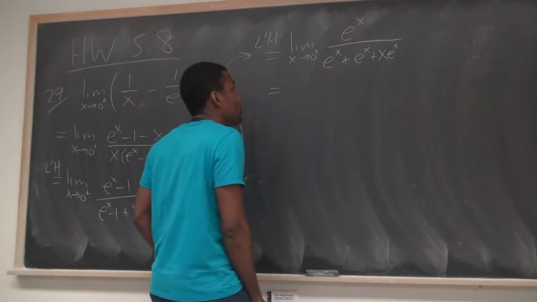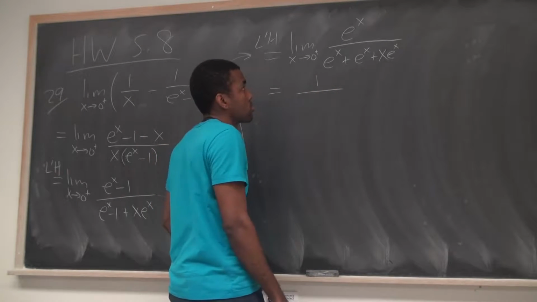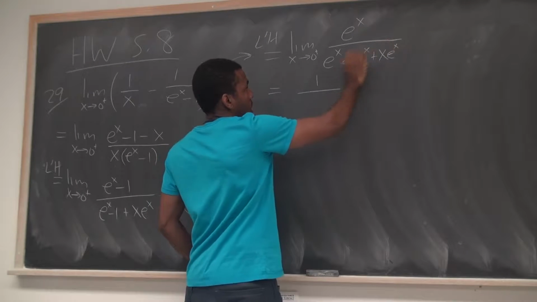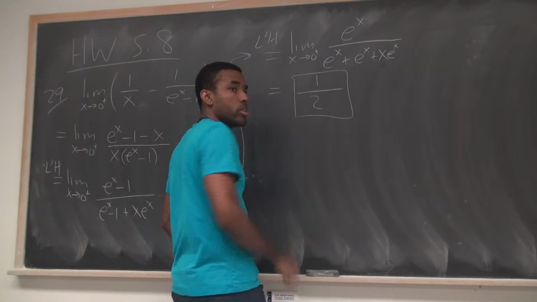Now we go to 1 on top over... Alright, so x is 0, so that's 0. And then 0 here gives me 1, so I get 2. So the answer is a half.